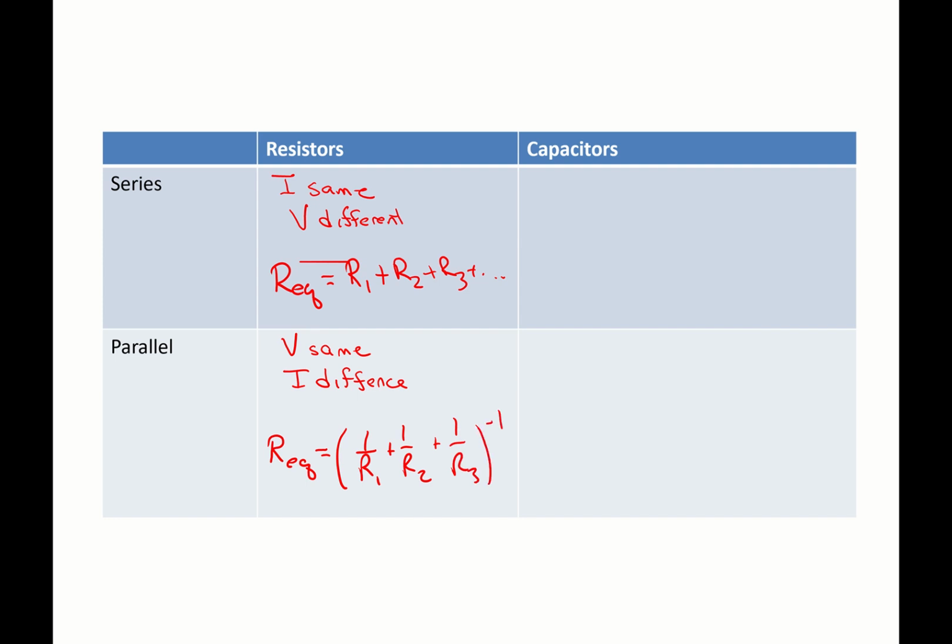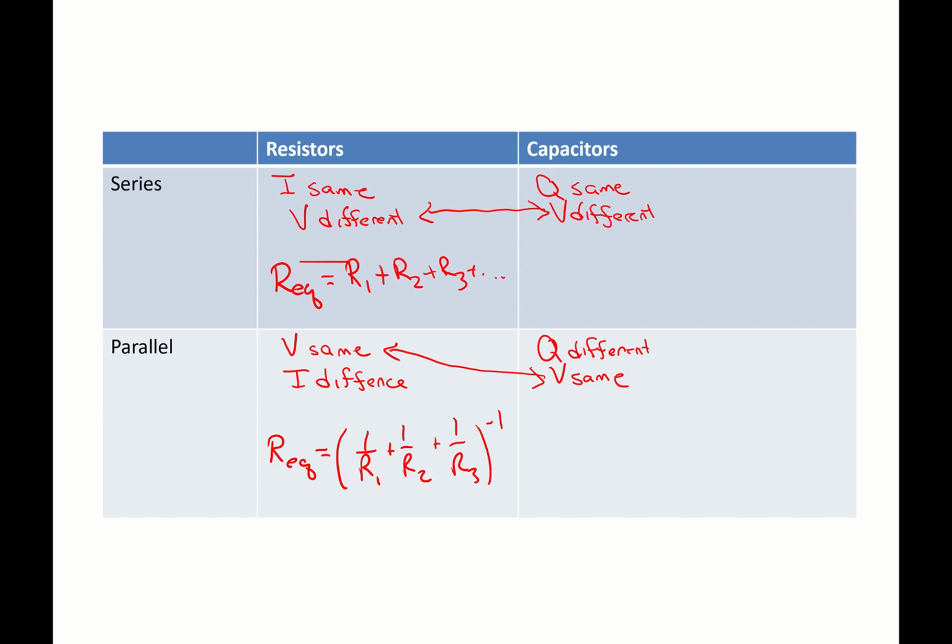What happens for capacitors? Well, capacitors in series, we said Q was the same and V was different. And capacitors in parallel, Q was different and V was the same. So if you look at this, you can see, okay, whenever you have two things hooked up in parallel, V is the same, whether it's a resistor or a capacitor or a battery. Whenever you have two things hooked up in series, the voltages are different.